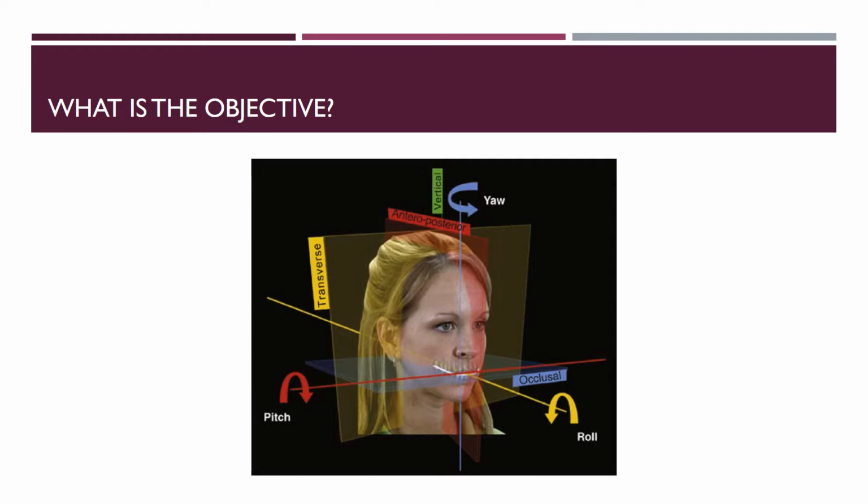Here in this slide, I just want to remind you that the clinical examination for any subject should be done in 3 planes of space. These terms will be used in the lectures later: the transverse plane, which is the yellow one, the anteroposterior in red, and the vertical one in green. So please remember these planes of space.